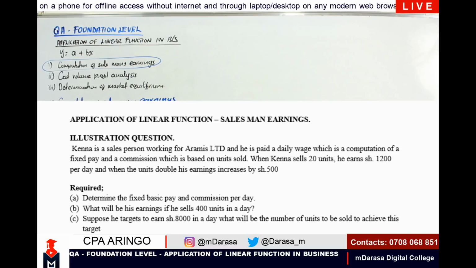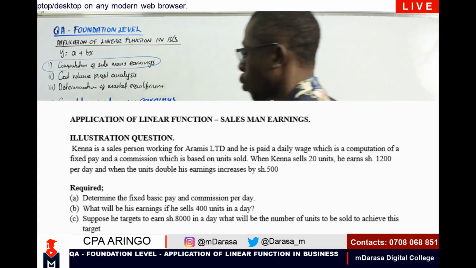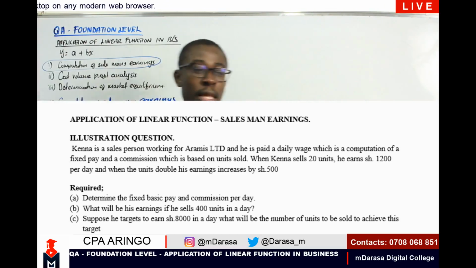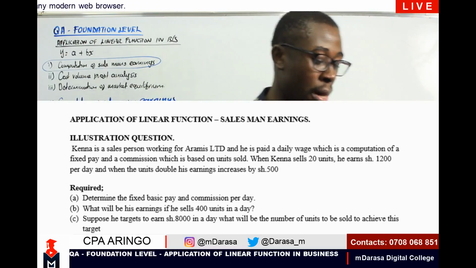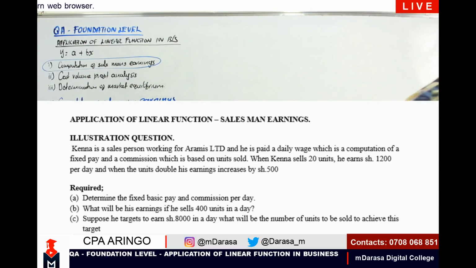Part C of that question, we are told, suppose he targets to earn 8,000 in a day. What will be the number of units sold to achieve this target? My good students, that's a question that I want us to handle. And that question will open our mind wide when it comes to this concept of ours. So kindly take a screenshot so that you work it out together.